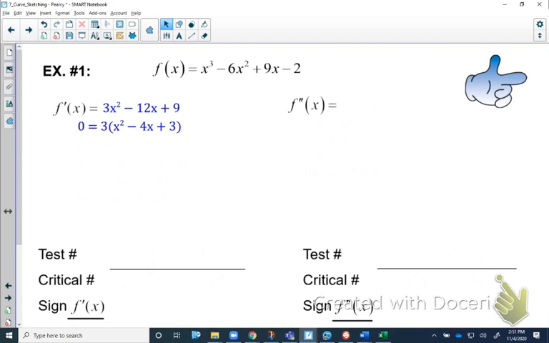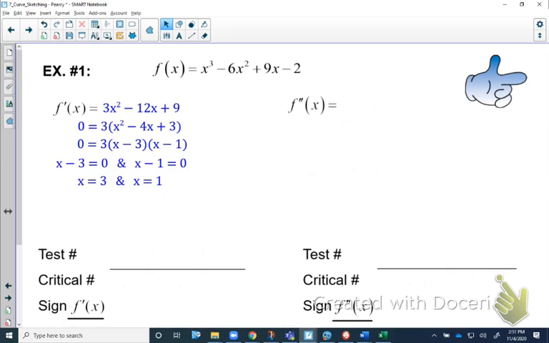So I'm factoring out 3 as a common factor, and then I'm going to factor the quadratic that I have remaining in parentheses to be x minus 3 and x minus 1. So that's going to tell me where the critical numbers are, at positive 3 and positive 1. That's going to tell me where on my function itself I'm going to have a minimum or a maximum value.